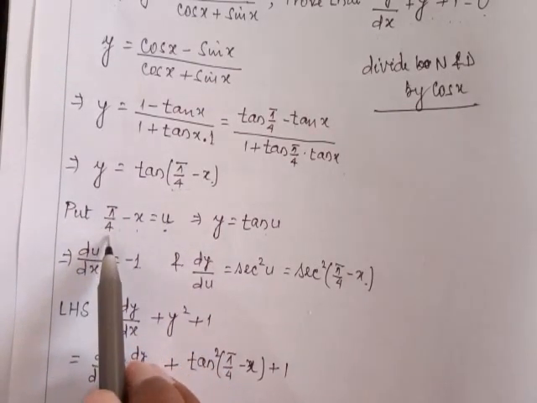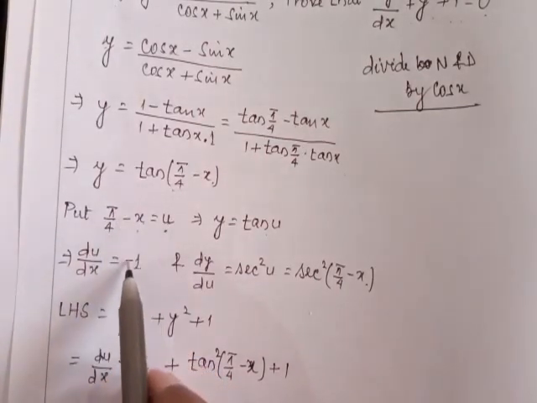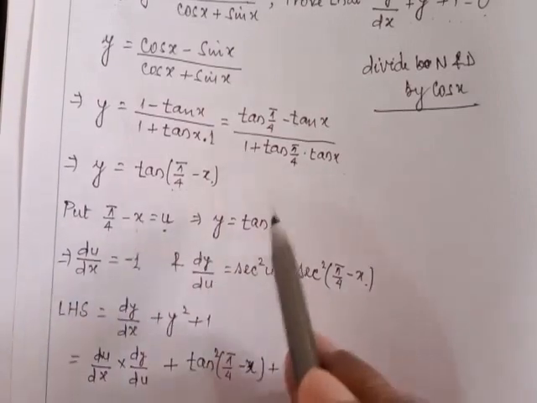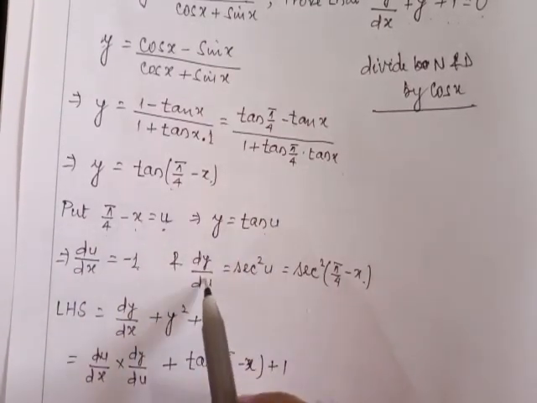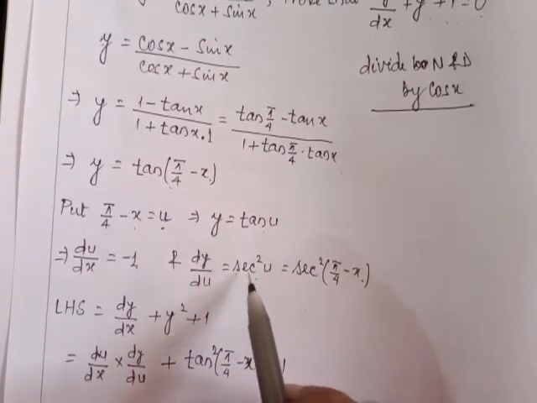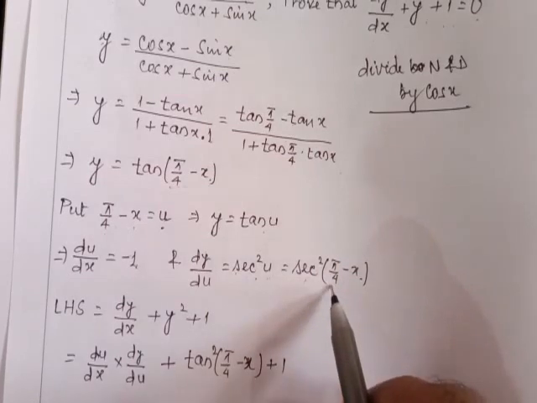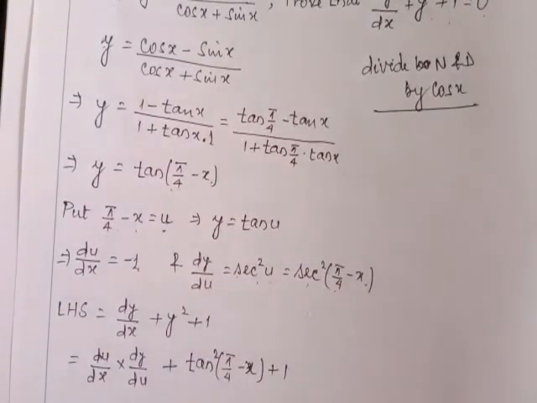Differentiation of pi by 4 is 0 and differentiation of x is 1. So finally it is minus 1. And dy by du is sec square u, since differentiation of tan is sec square. So sec square u, and write down the value of u, that is pi by 4 minus x.